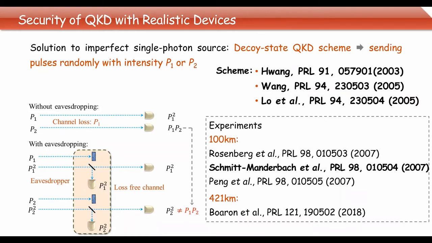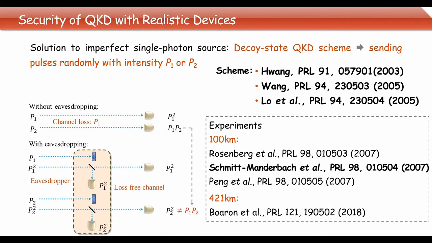It was first invented by Hwang in 2003, and the security was demonstrated by Wang and Lo. The basic idea is that because the eavesdropper is measuring the photon intensity, Alice and Bob randomly modulate their photon intensity to put in not only the signal pulse but also some decoy state pulses in the channel. So in that sense, Alice and Bob can find whether there is some eavesdropper.